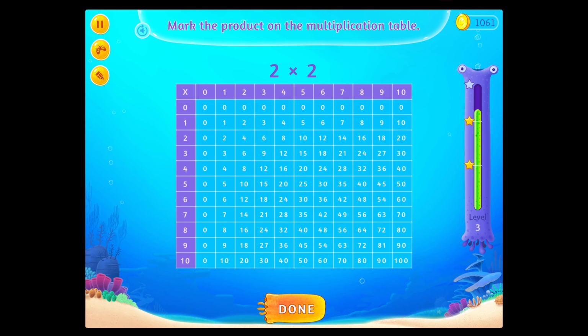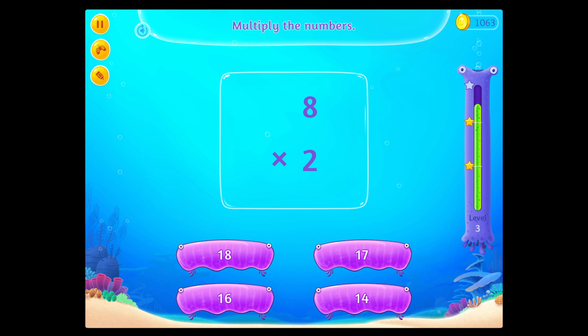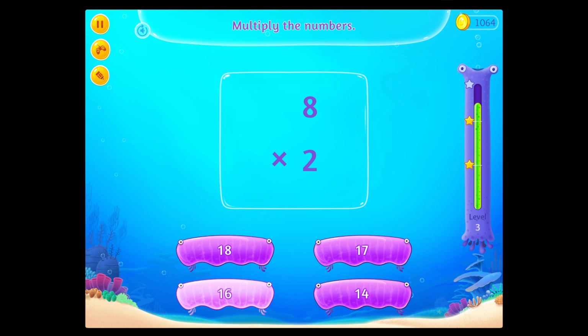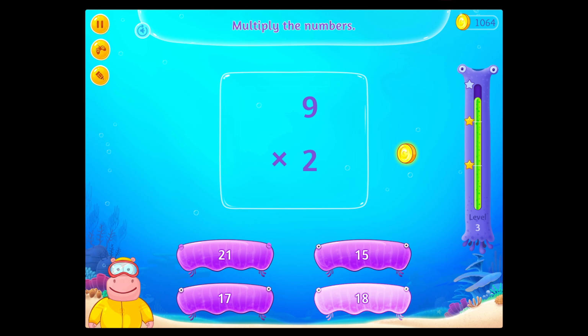Mark the product on the multiplication table. Fantastic! Mark the product on the multiplication table. You rock! Multiply the numbers. Awesome! Multiply the numbers. On a roll.